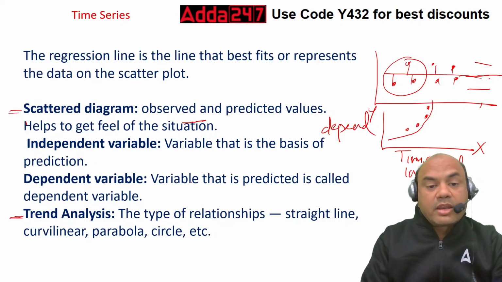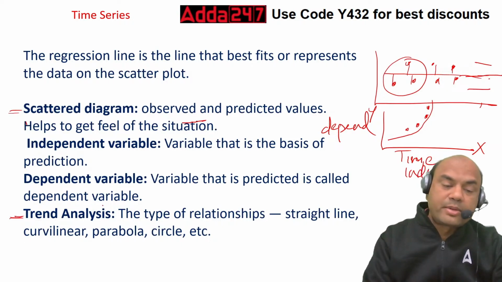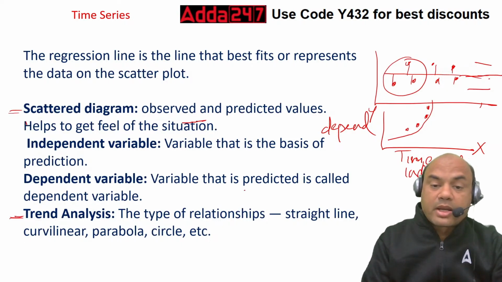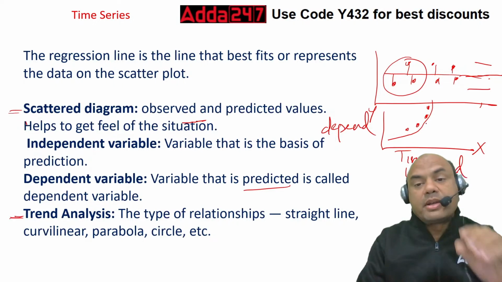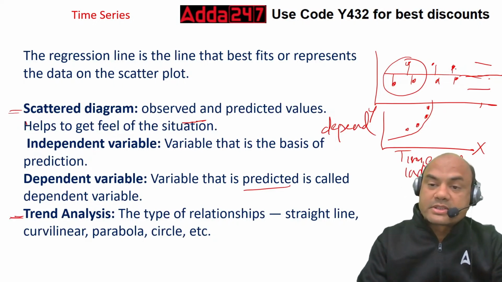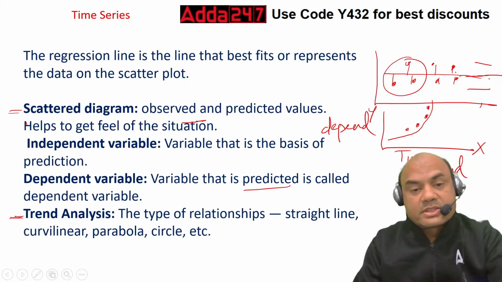The dependent variable is the one that can be predicted, what is to be predicted. I want to find out the sales, so sales becomes my dependent variable. In trend, I have already discussed whatever pattern you can see.